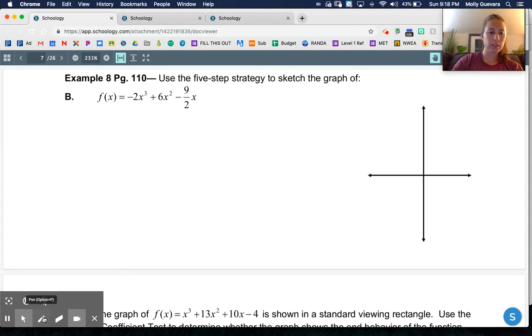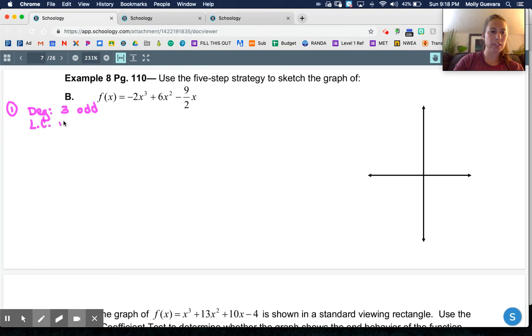And we're gonna try it again. Okay, so step 1, the degree here. My highest degree is a 3, so it's odd. And my leading coefficient is negative, because the number in front of the x cubed is negative 2. So that tells me that my graph is rising to the left and falling to the right.